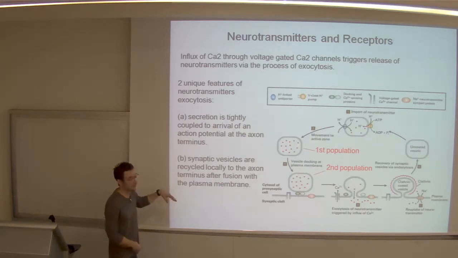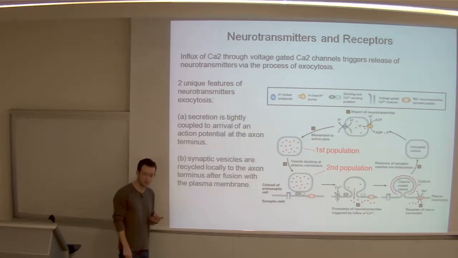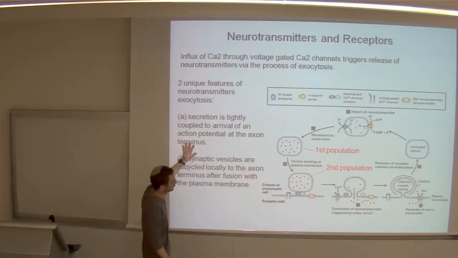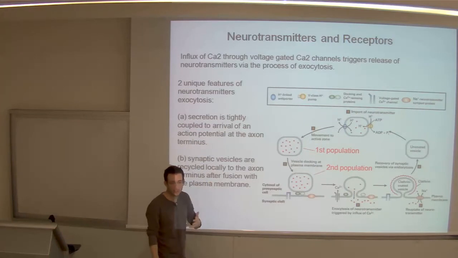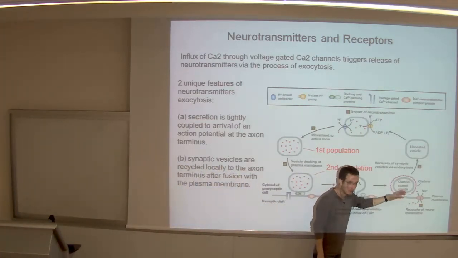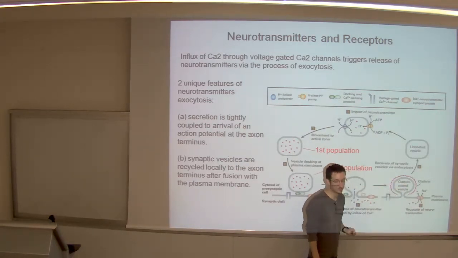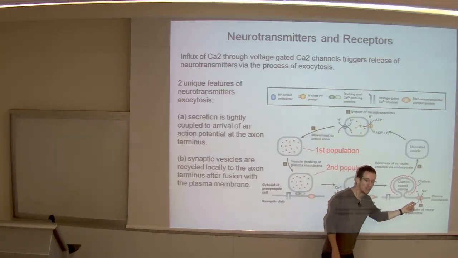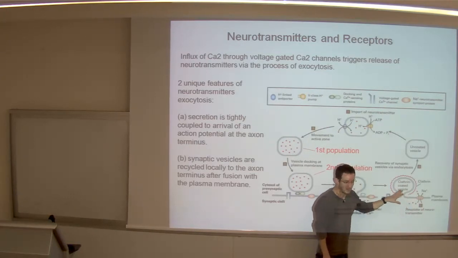Okay, so the features that distinguish exocytosis in neurons compared with other cells are, first, that the secretion is tightly coupled with the arrival of an action potential. That's unique for neurons. And second, after the secretion, you have a reuptake of the neurotransmitter and reforming of the vesicles. Again, I would say it like this: the local recycling of the vesicles and the secreted substance is unique for neurons.